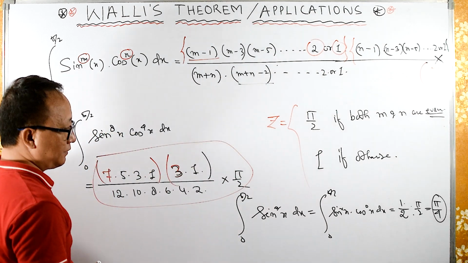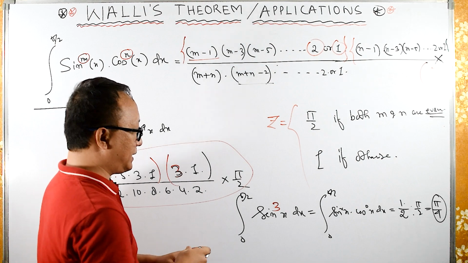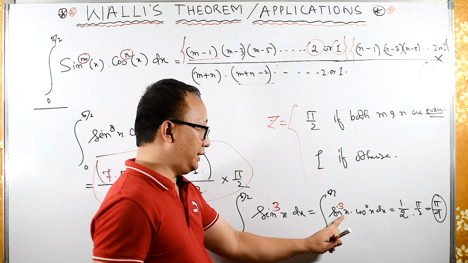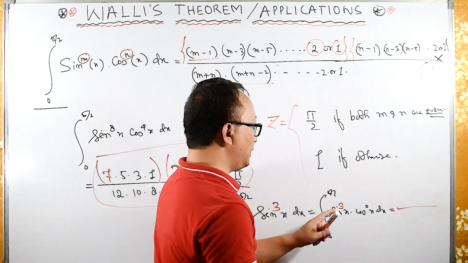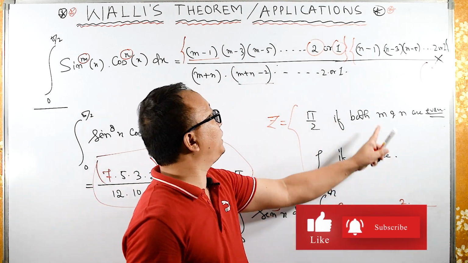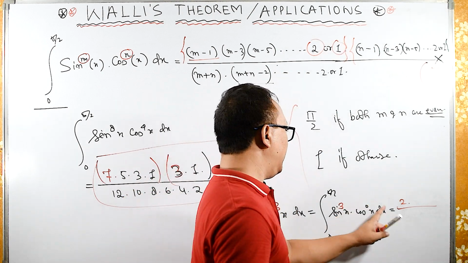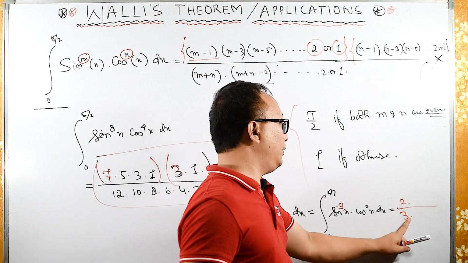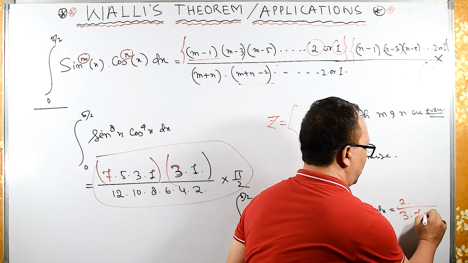If it is, for example, sine cube x, let's see. Here 3 is there, so 3 minus 1 means 2, and we have to stop here because we have either 2 or 1. Then in the denominator, 3 plus 0 is 3. Then you decrease 2, 3 minus 2 is 1 over here, and we have to stop here.